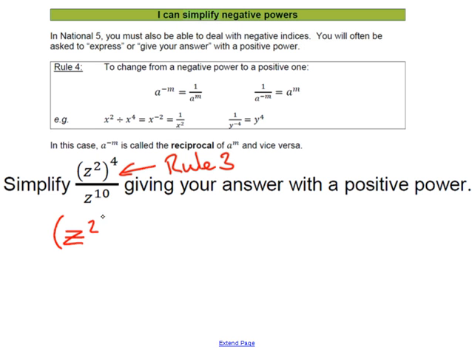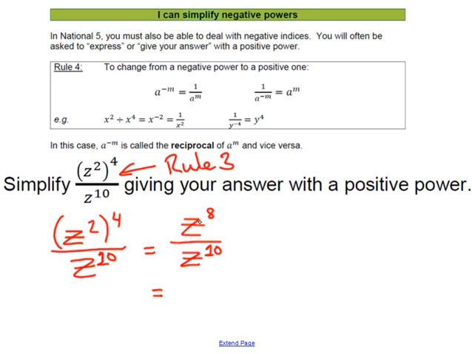So we have z squared all to the power of 4, over z to the 10. z squared to the power of 4, if you remember, we did 2 times 4 to give us z to the power of 8, divided by z to the power of 10.